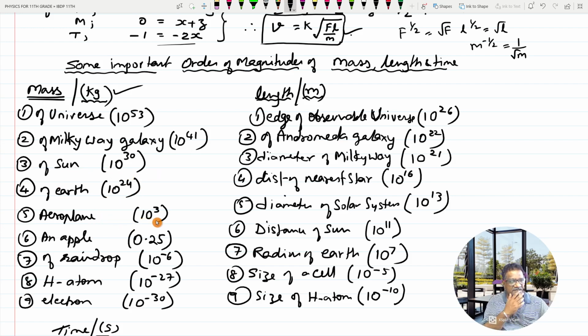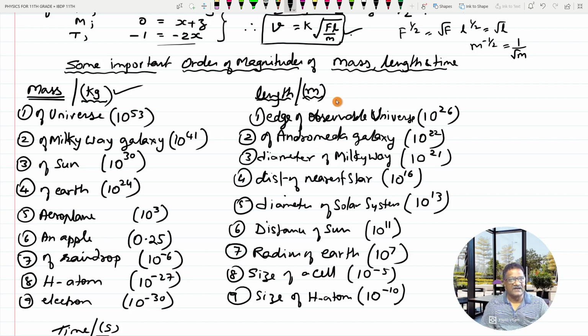Aeroplane, 10 raised to 3 kg. Apple, 0.25 kg. Raindrop, 10 raised to minus 6 kg. Hydrogen atom, 10 raised to minus 27 kg. Electron, the mass of one electron is 10 raised to minus 30 kg. These are the orders of magnitude of certain quantities.